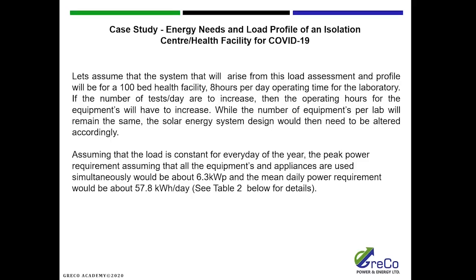Though you and I know that it is not possible for loads to be constant. Some days you may use more energy than the other. But let's take this as a hypothetical example, and then the peak power requirement will be taken assuming that all equipment and appliances are being used simultaneously. After doing the calculation, we will get about 6.3 kilowatts power, and the mean daily energy requirement falls to 57.8 kilowatt hour per day.